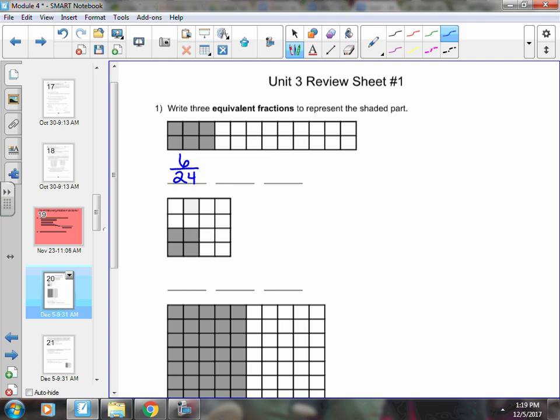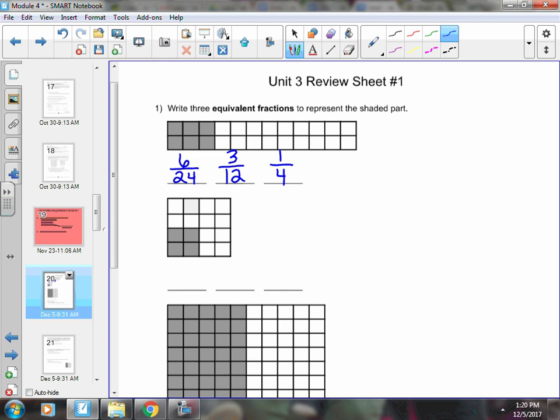Multiply the numerator and denominator both by 5. Multiply the numerator and denominator both by 10. Divide the numerator and denominator by 2. As long as you do the same thing to the top as you do to the bottom, you will get an equivalent fraction. For example, I could cut the top in half and cut the bottom in half. That's an equivalent fraction. I could divide the top by 3 and divide the bottom by 3. That's an equivalent fraction in its most simplified form.